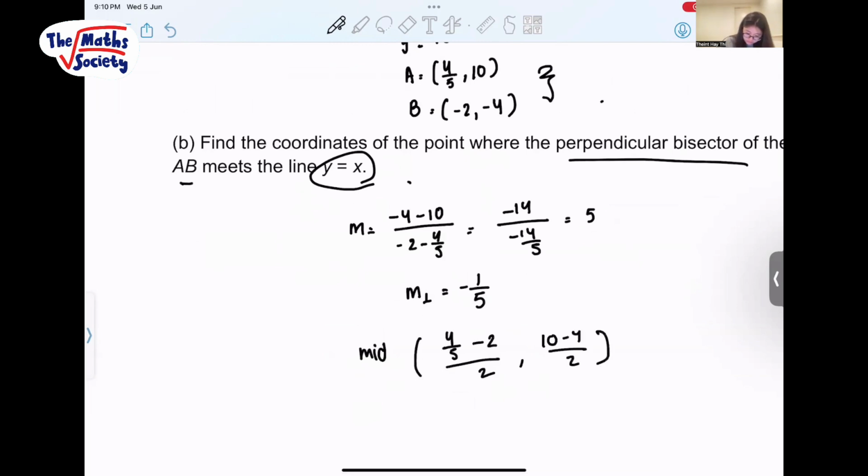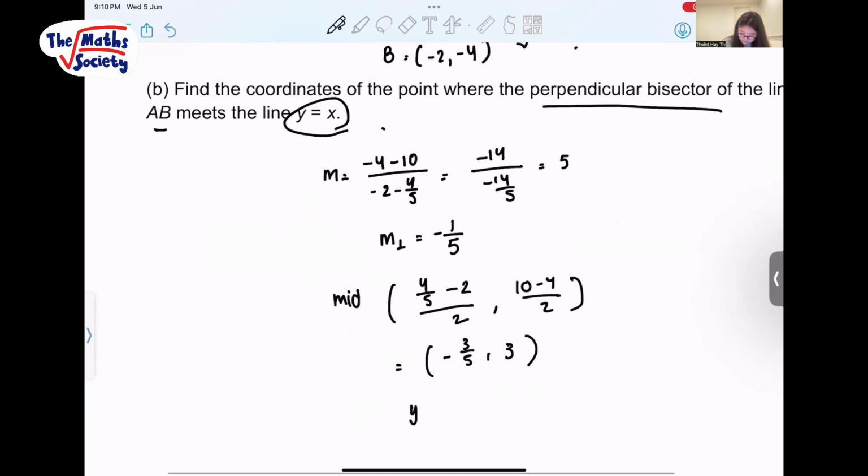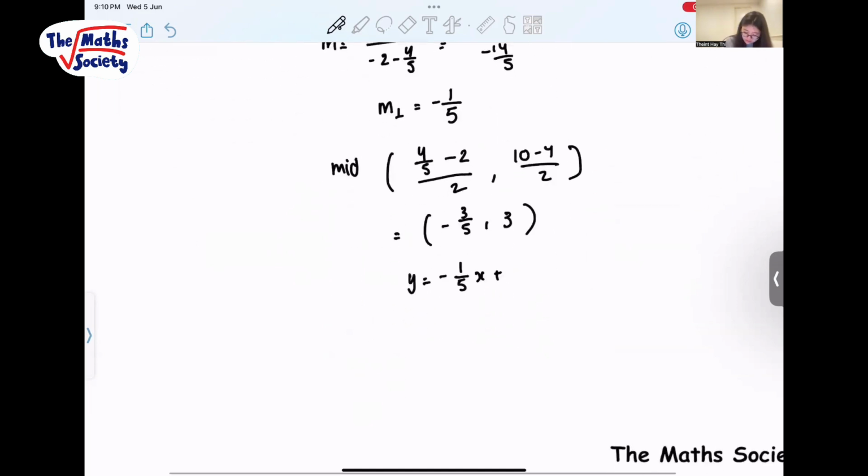And divided by 2, 6, so it's going to be 3. Minus 3 by 5, comma 3, and that is your midpoint. And then we have y equals minus 1 by 5 x plus c, right? And that's going to be x minus 3 by 5, comma 3. So it's going to be 3 equals minus 1 by 5 times minus 3 by 5.